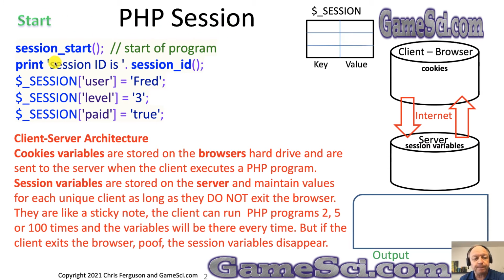PHP sessions. Client-server architecture. Cookie variables are stored on the browser's hard drive and are sent to the server when the client executes a PHP program. Session variables are stored on the server and maintain values for each unique client as long as they do not exit the browser. Sessions are like sticky notes. The client can run a PHP program 2, 5, or 100 times, and the variables will be there every time. But if the client exits the browser, poof, the session variables disappear.